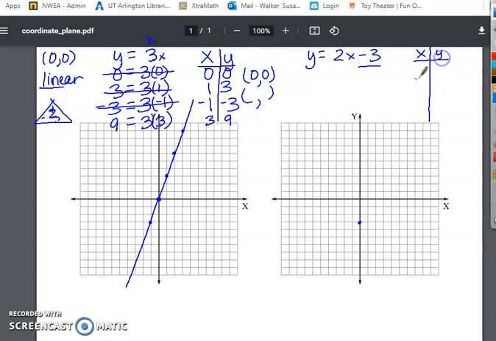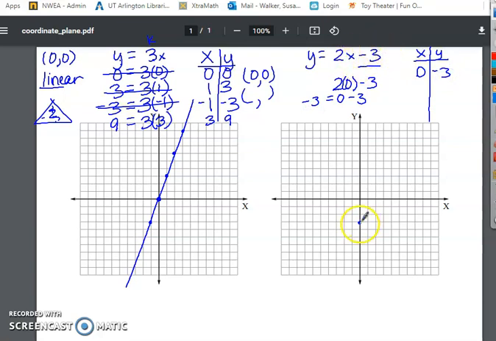x, y. Remember how I told you I always like to start with 0? So 2 times 0 minus 3. Well, let's think about that. 2 times 0 is 0. 0 take away 3. 0 minus 3. 0 move to the left 3. Gives me -3. We call this our y-intercept.